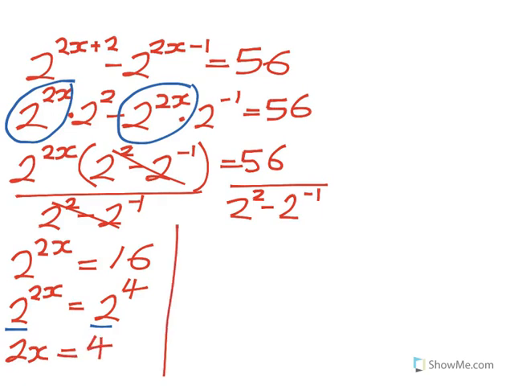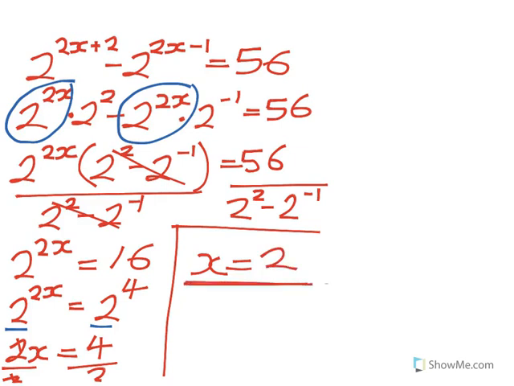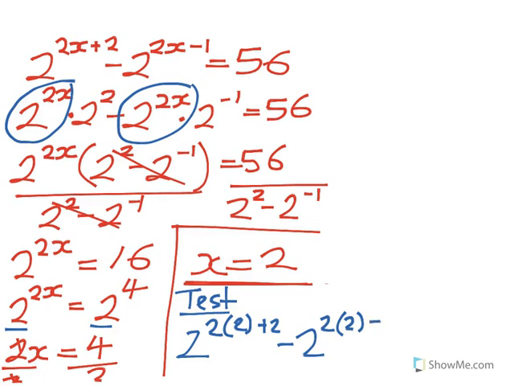With that, you divide by 2 on both sides. It means x is equal to 2. Now you can also check your answer, but this is not necessary in the final exam, but you can say test. In this case, we are going to put 2 to the power 2, 2 plus 2 minus 2 to the power 2, 2 minus 1, it will give you a 56, meaning your solution is correct.